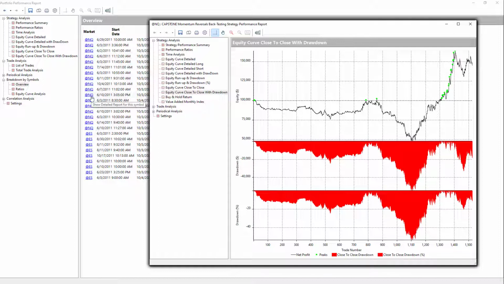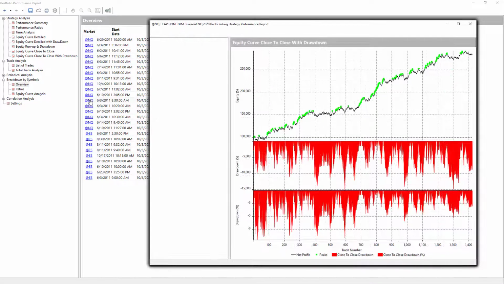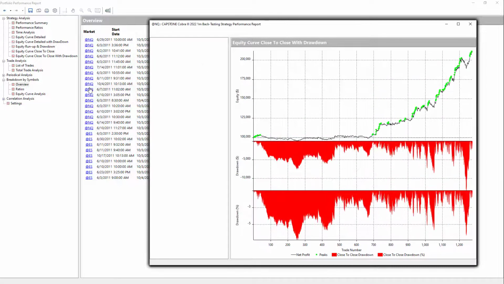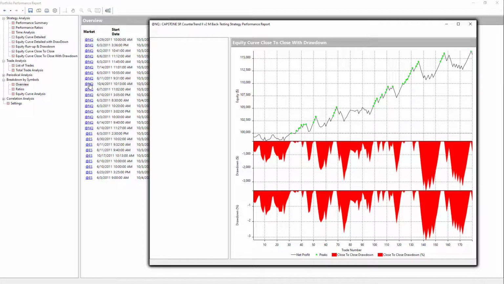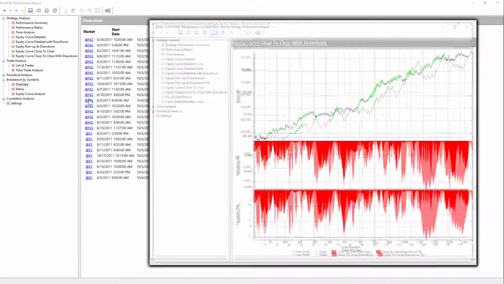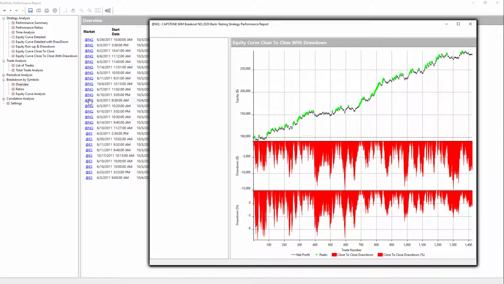So momentum reversal, pretty choppy. Not my favorite equity curve, but it has had some really good trades on days when the other strategies have done poorly. And this is 60-minute breakout NQ. Making sure I got all these. So some of these are okay. I have them all.